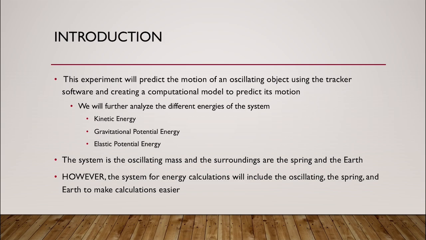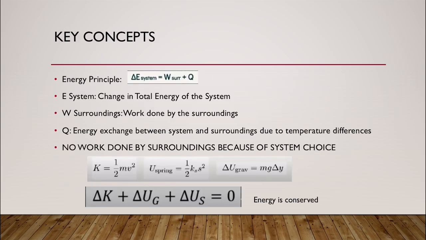However, to simplify the energy calculations, we can consider the system to be the oscillating mass, the spring, and the earth together. I will now discuss some key concepts behind this experiment. Based on the energy principle, the change in energy of the system is equal to the work done by the surroundings on the system plus Q.